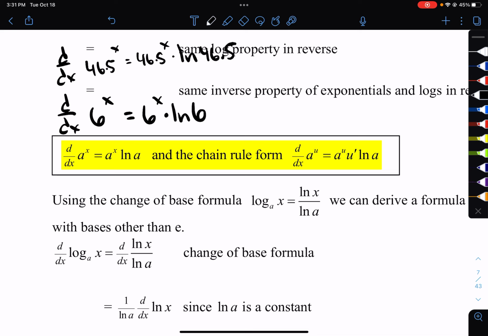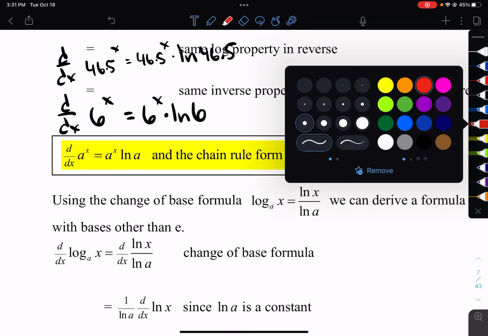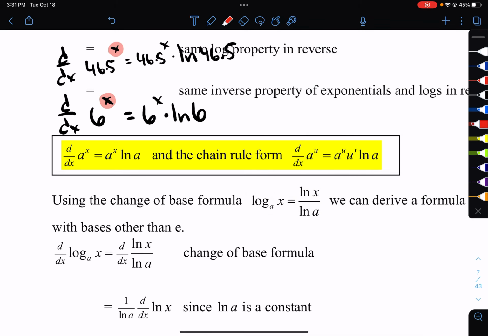Okay? Now, what happens if I don't just have an x up here? What happens if this value up here is not just an x? What if it's something else? My formula tells me that if I take the derivative of a, some number, raised to a function, u, then my answer is a to the u, same thing I started with, but then I multiply it by u prime and by the natural log of a, which makes sense. This is the derivative of the outside part, and this right here in the middle is the derivative of the inside. So let's do an example.